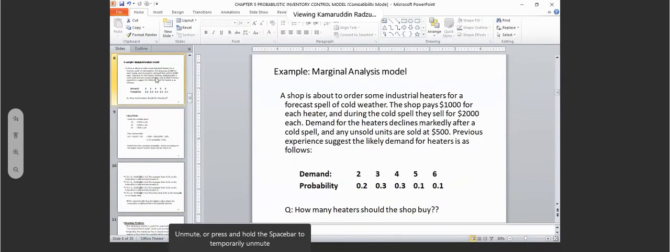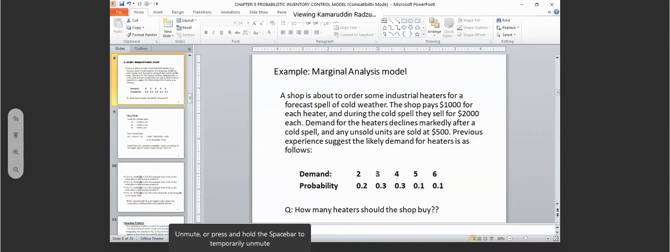Because if we look here, in whatever condition, the shop will buy at least 2 unit from the supplier. At least 2 unit from the supplier. That's why the probability of quantity order at 2 unit will be equal to 1.0, because the demand or the order quantity is the lowest unit.